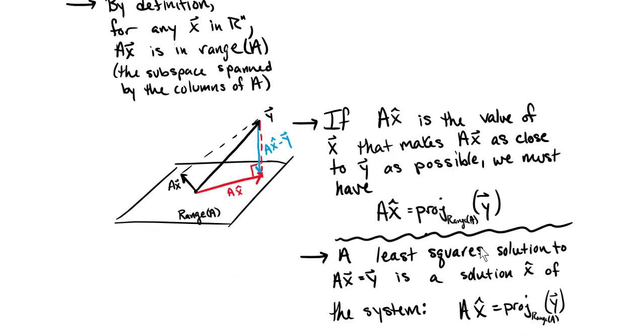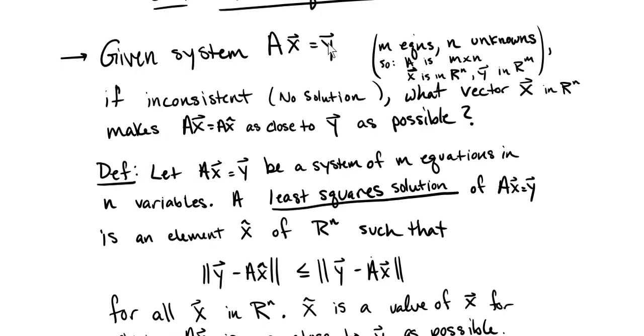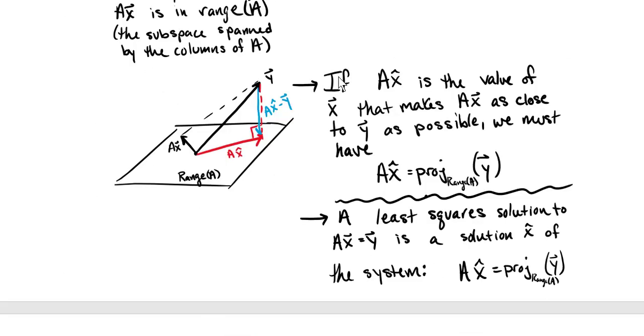So another way of phrasing all this is that a least squares solution to our original system is just a solution x hat of this new system: A x hat equals the projection of y down into the range. So if I have an inconsistent system, I can just project my y value, the right-hand side of my system, into the range of A, and there will be some x that gives you that y when multiplied on A. We can trade out solving Ax equals y, which could be inconsistent, and instead solve A x hat equals the projection of y into the range, something that will always be consistent.